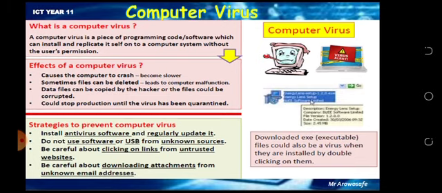Computer virus. What is a computer virus? A computer virus is a piece of programming code or software which can install and replicate itself onto a computer system without the user's permission. Without the user's permission. That is what is called a computer virus.